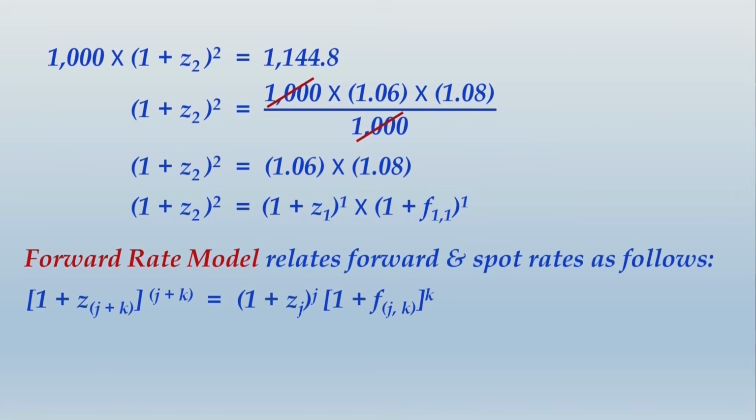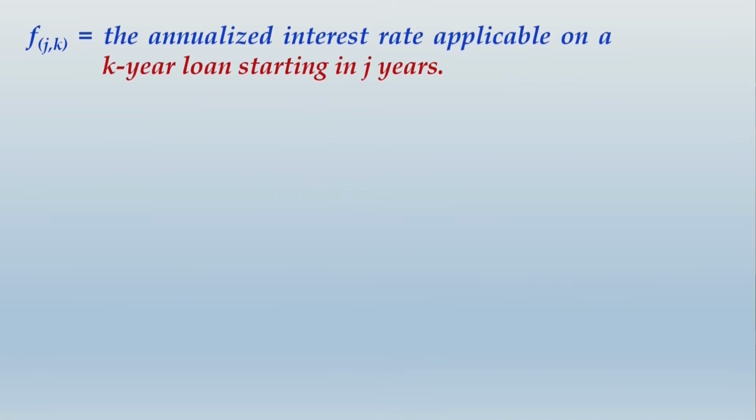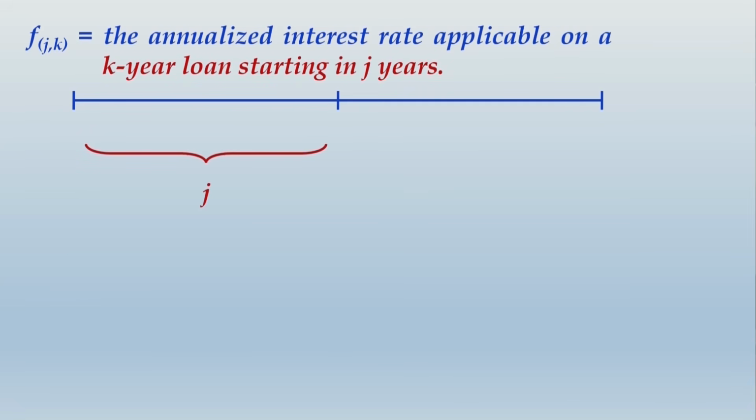Alright friends, once you have completed writing this whole thing, summarizing the forward rate model, it goes this way. Fj,k is the annualized interest rate applicable on a k year loan starting in j years. So in this timeline, this waiting period is what we symbolize as j, and the loan period is k years. So t equals 0. The point at which your loan starts is t equals j, and the point where the loan terminates will be the aggregate of both of these periods, so that is t equals j plus k.